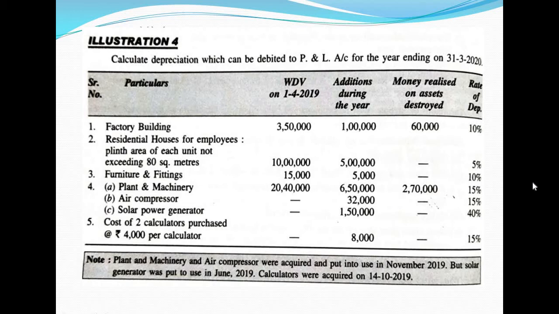And a note has been given. It says that plant and machinery and air compressor were acquired and put into use in November 2019, but the solar generator was put to use in June 2019. The calculators were acquired on 14/10/2019. So now let us see how to calculate depreciation in this case.